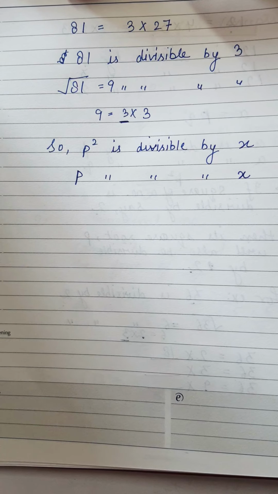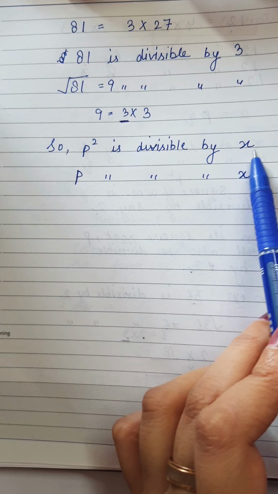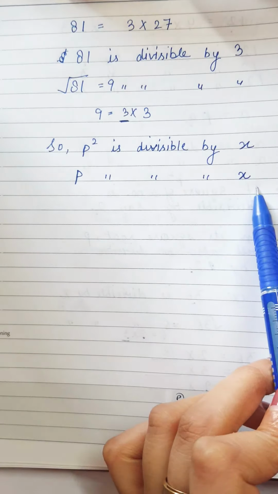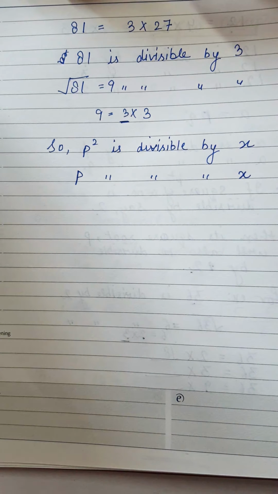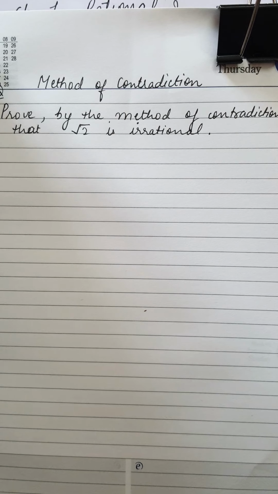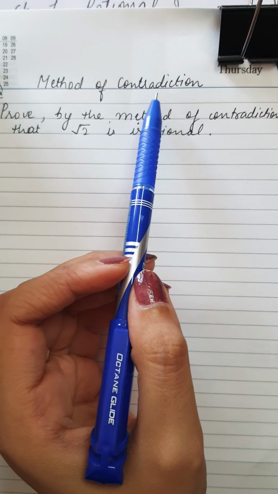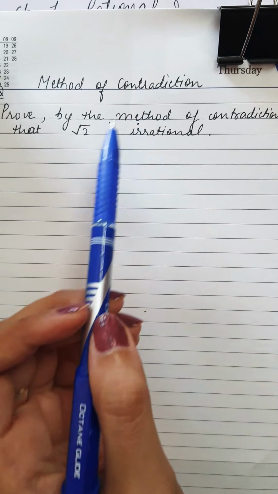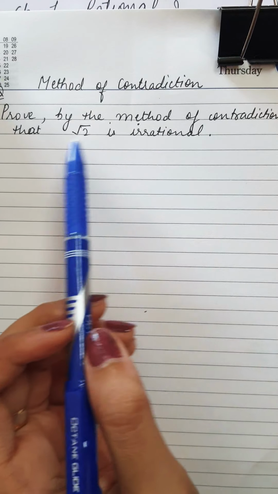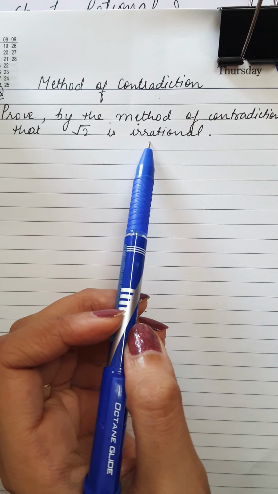So in terminology we will say, if the square of any number is divisible by some number x, its square root is going to be divisible by that particular number. So now let's get started with the actual contradiction method. One of the most important questions or methods is contradiction. The question is, prove by the method of contradiction that √2 is irrational.